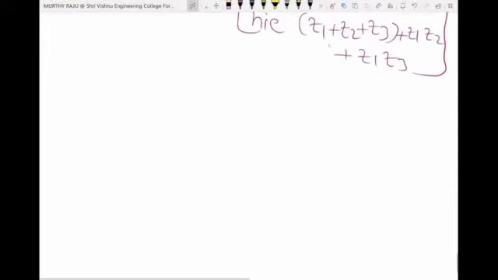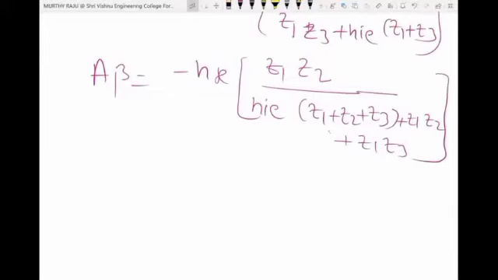Finally, A beta is equal to minus HFE Z1 Z2 divided by HIE into Z1 plus Z2 plus Z3 plus Z1 Z2 plus Z1 Z3. After simplification, A beta is equal to minus HFE into ZL by ZI, ZI means HIE. And beta is equal to Z1 HIE by Z1 Z3 plus HIE into Z1 plus Z3.